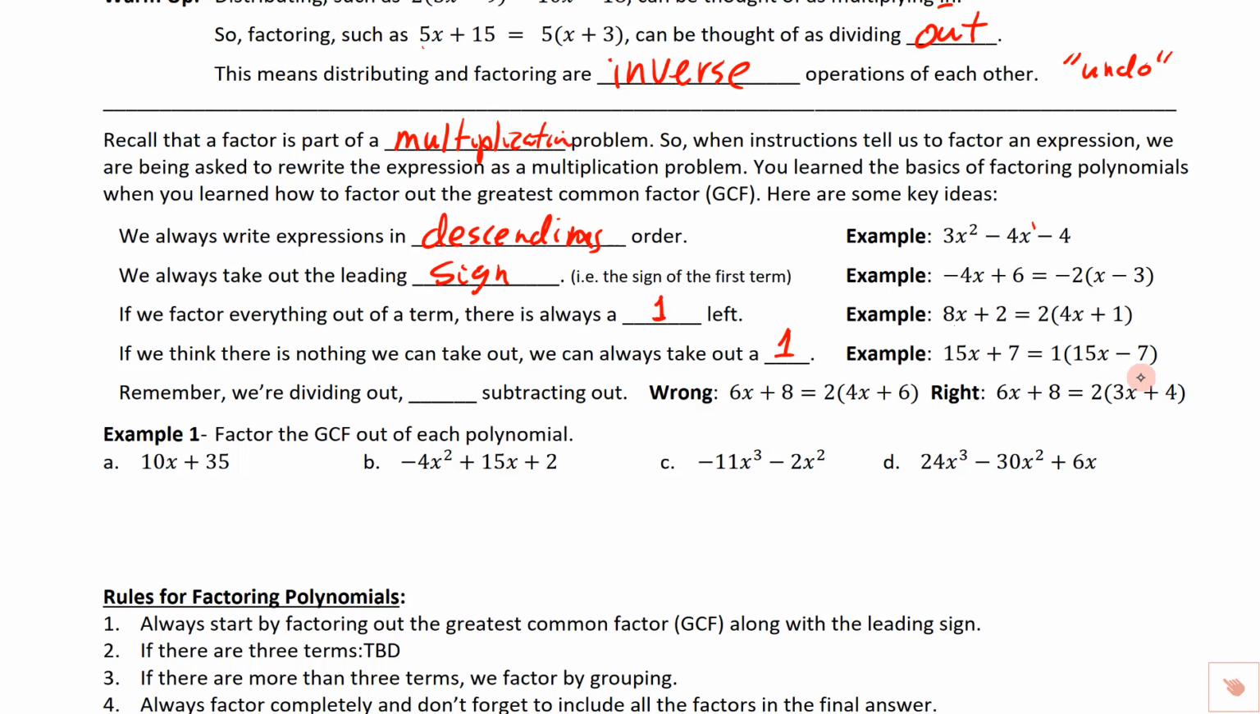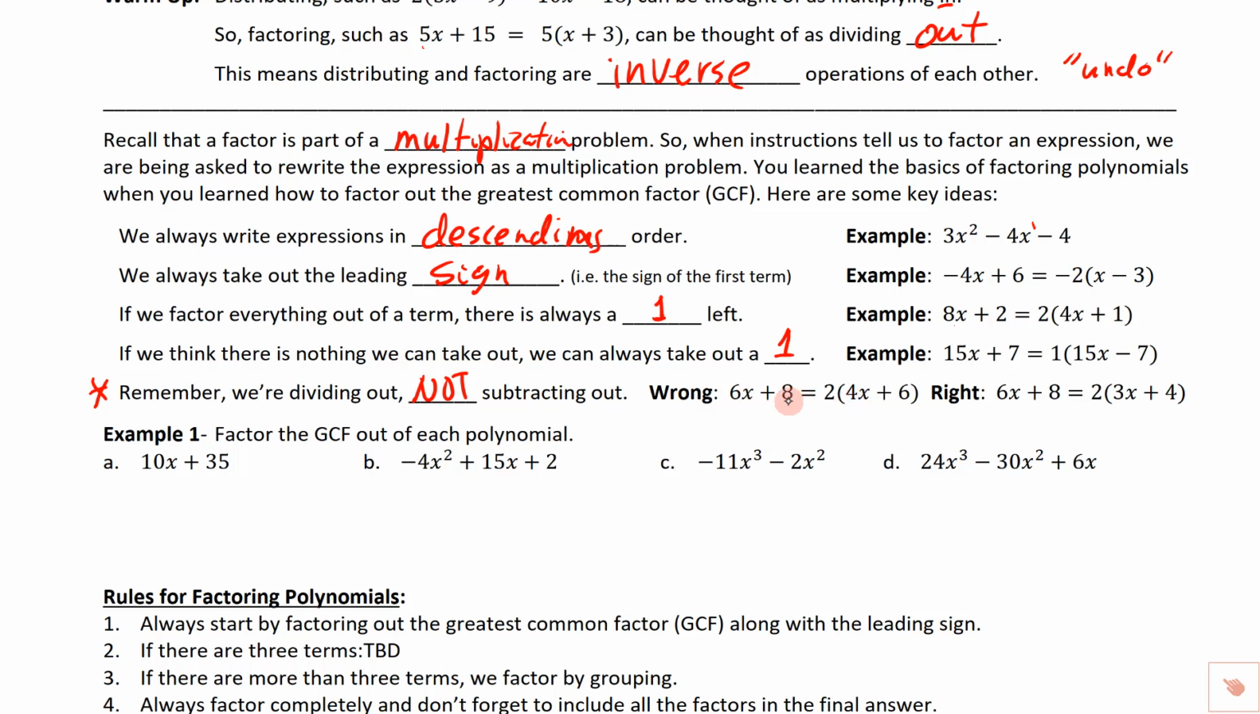Now, I want to point out a really common mistake. Remember, we are dividing out, not subtracting out. So this is an example of somebody doing something wrong here. They look at this and say, okay, yeah, the GCF would be 2. I can take a 2 out of a 6 and I can take a 2 out of an 8. So they write the 2 on the outside, and then they say, hey, if you take a 2 out of a 6, you're left with a 4.